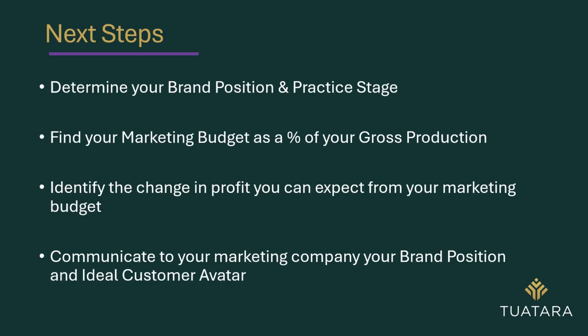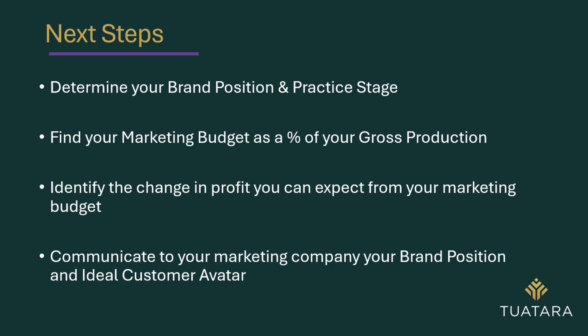So, quick next steps: obviously determine your brand position and your practice stage based on your capacity. Then using that grid, find your marketing budget as a percent of your gross production. Next step, super important, identify the change in profit that you can expect from that marketing budget. So many of you maybe haven't been spending much, if anything, on marketing. So when you look at that percentage times your gross production, you might be looking at a much larger spend than you've been used to.